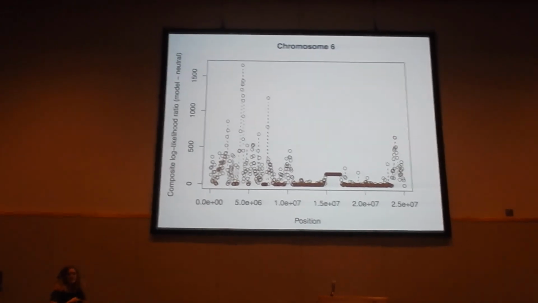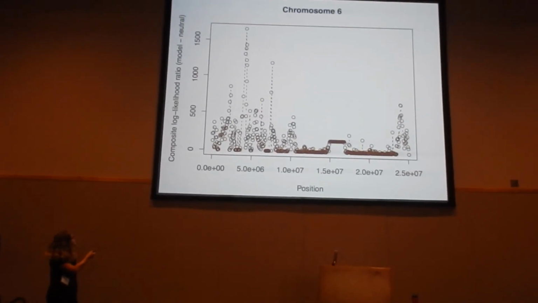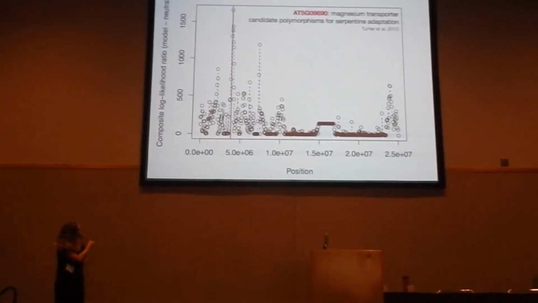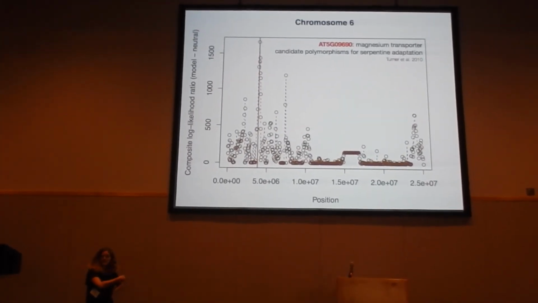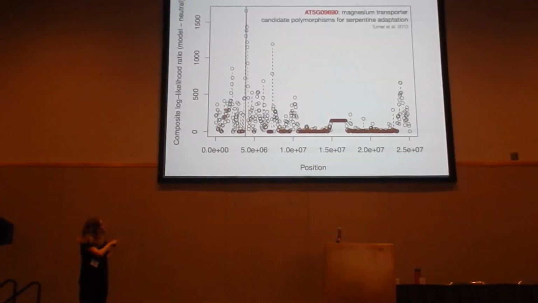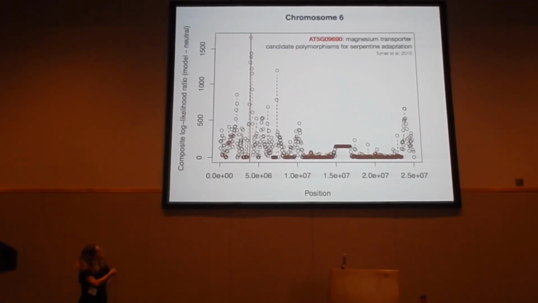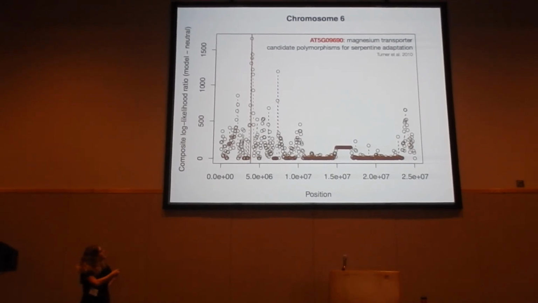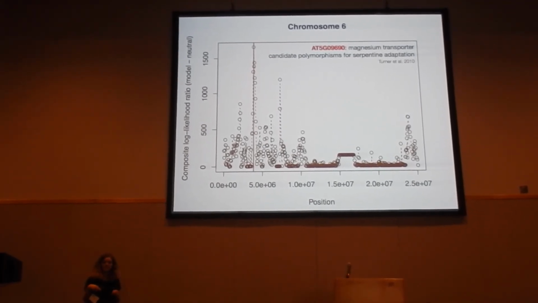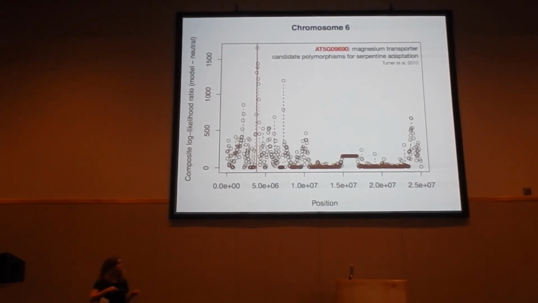On chromosome 6, we see a slightly different story, where this largest peak is happening. This corresponds to a candidate polymorphism that Tom Turner and colleagues had found previously in similar populations of Arabidopsis lyrata. And this corresponds to a gene that's been annotated in Arabidopsis thaliana for a magnesium transporter. This makes sense with our serpentine soils, as they have low calcium to magnesium ratios.